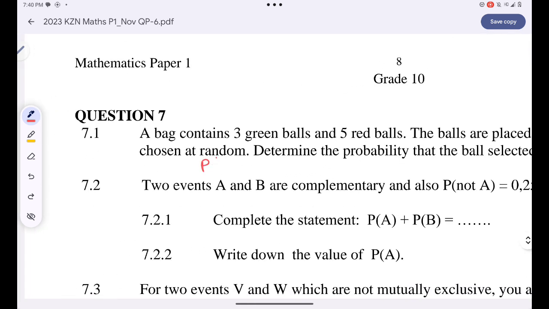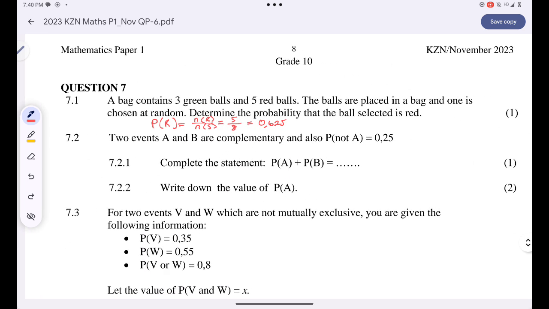The probability of drawing a red ball is simply equal to the number of red balls all over the total number of balls in the sample space. How many red balls do I have? I have 5, and the sample space has a total of 8 balls. So the probability is 5 over 8, or you can write it as a decimal, which is 0.625.